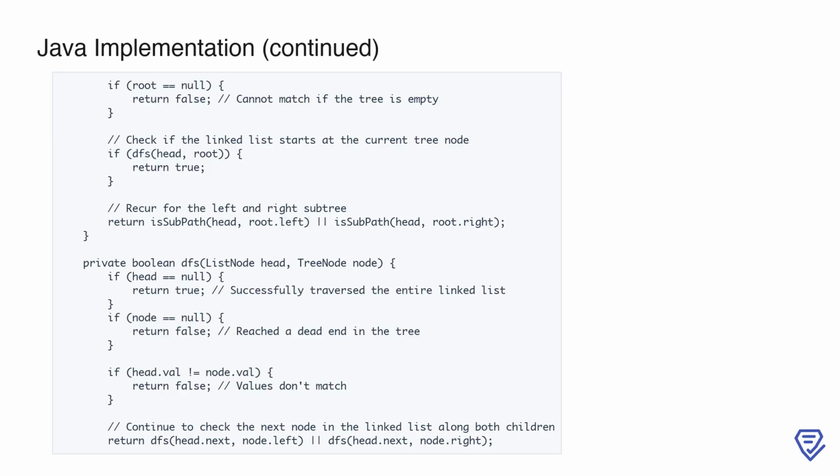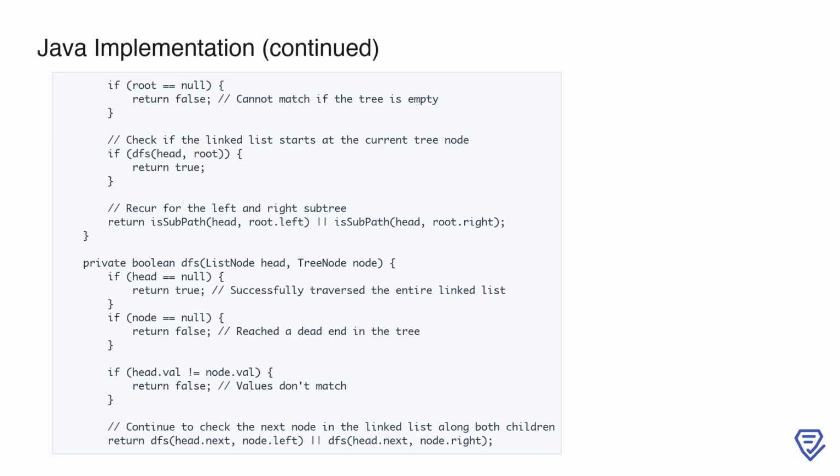The next step checks if the linked list can start at the current tree node by calling a helper method, DFS. If DFS returns true, it means we've found a valid subpath starting from this node. Otherwise, we recursively call isSubpath for the left and right children of the current tree node. This ensures we explore all possible paths in the binary tree.